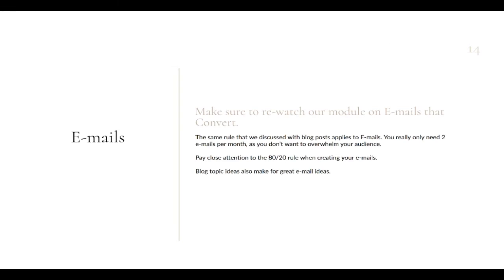The next thing, like I said earlier, is to pay close attention to the 80-20 rule when you're creating your email. So 80% of your email should be fun, engaging content, which can really follow along the lines of those blog topics, whether it's a how-to, a behind the scenes, anything like that. Make sure that it's engaging content, at least 80% of your email. And then 20% can be sales. Because you don't want to be all sales, all pushing product. You really want to provide value to them so that they are excited and engaged with what you're doing.